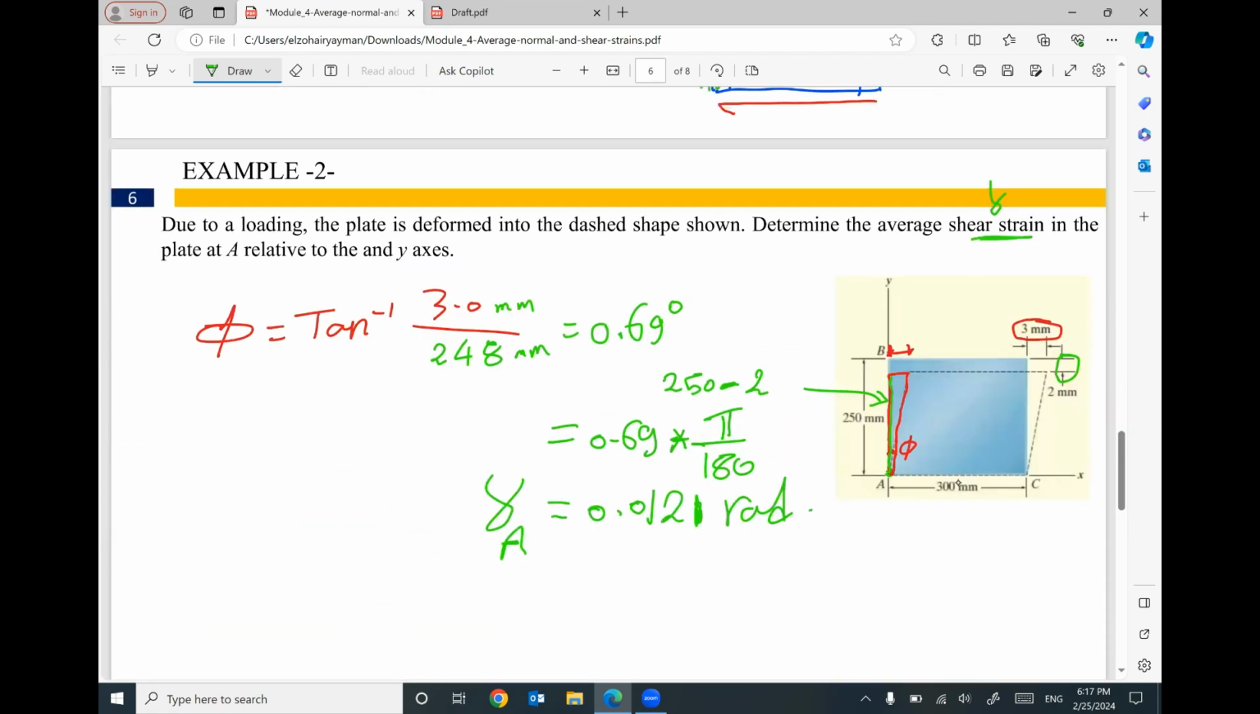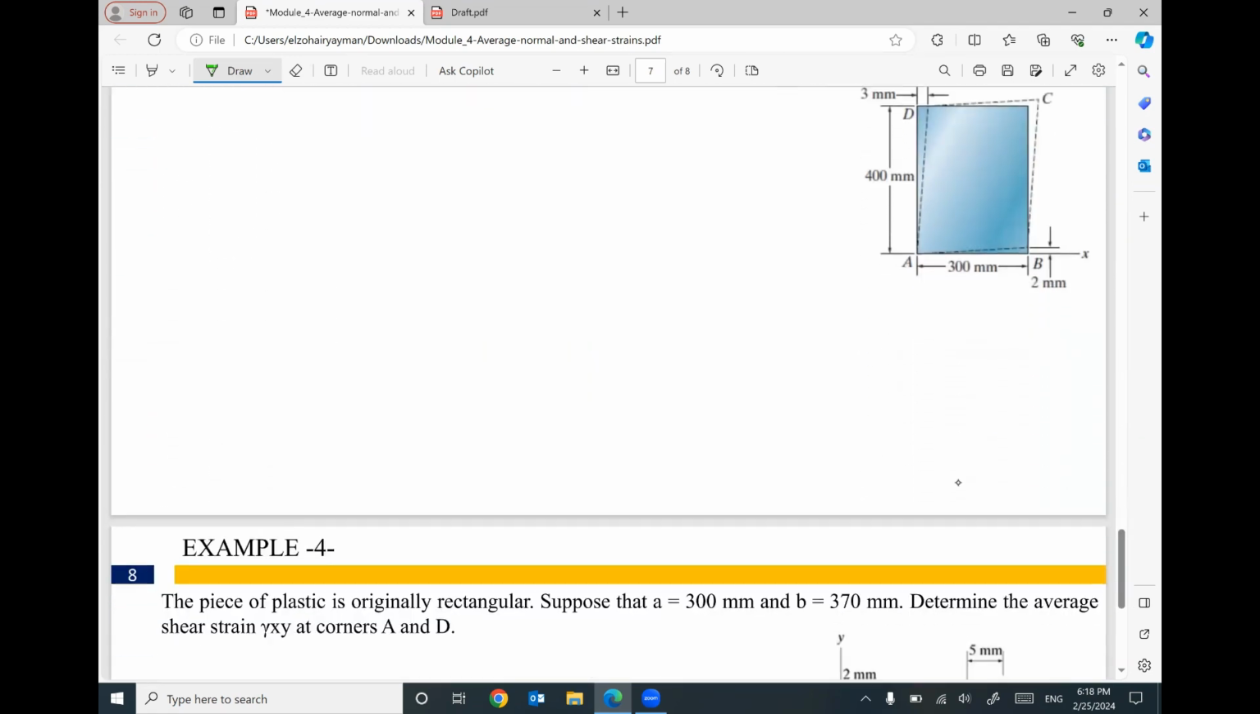So in this example, one more time, the change of the angle at corner A represents the shear strain. I'm going to figure out this angle in radian, so I need to include this angle inside a right angle triangle. So I can set up a right angle triangle like this one. We have the opposite equal to 3, and the adjacent equal to 250 minus 2, which is 248. Once you get the value of the angle by inverse tan, it's in degree. Convert it to radian by multiplying it by pi divided by 180, and you get the change of the angle in radian.